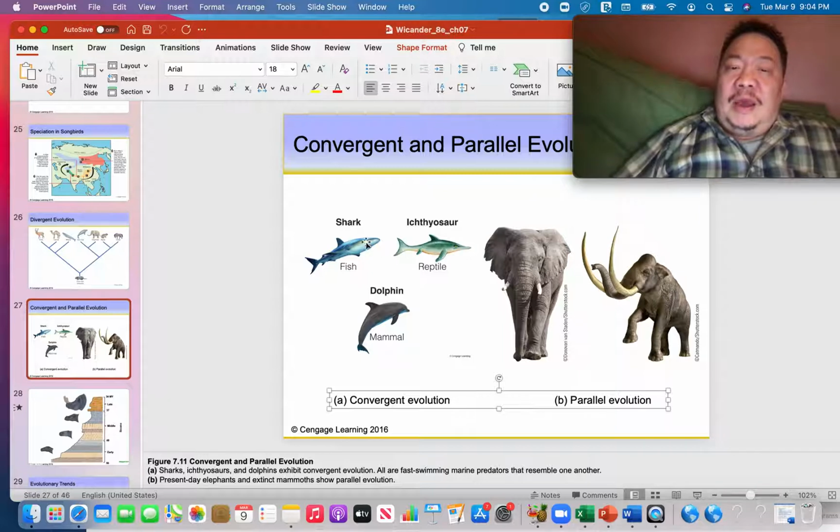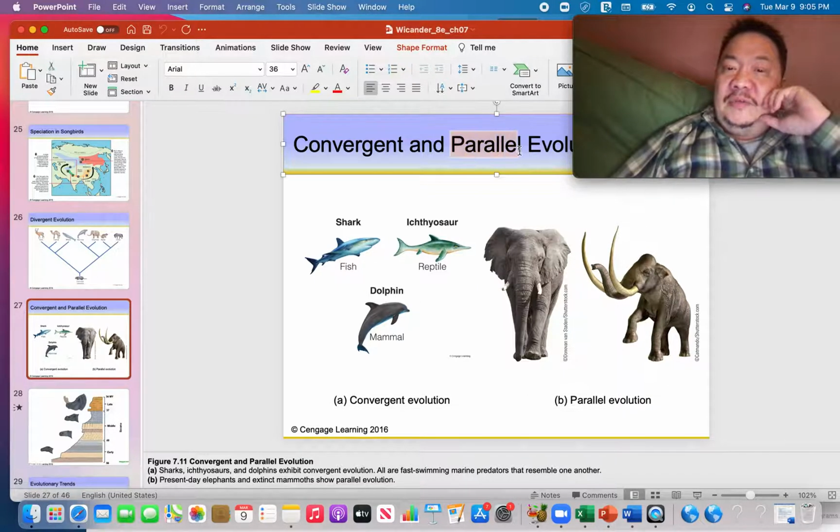Another way of thinking about convergent evolution is think about mosquitoes and bats and birds. They all have wings, don't they? They all have a similar body shape. They're made to fly. But one is an insect, one is a mammal, and one is a bird. That's convergent evolution, when you have distantly related organisms developing similar body forms. That's convergent evolution.